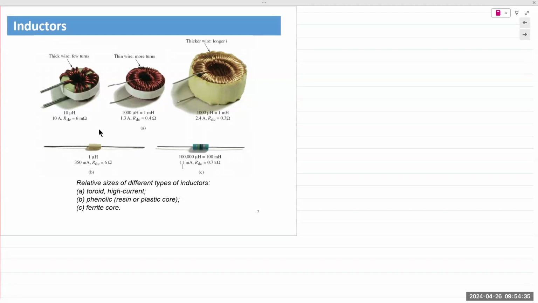As an example, if you take a look at the first one and the second one, thick wire, right? Thick wire, so lower resistance, very few turns. In B, a high number of turns with a thinner wire. So if you look at those resistances, 6 milliohms, meaning 0.006. This is 0.4. Okay, 100 times difference.